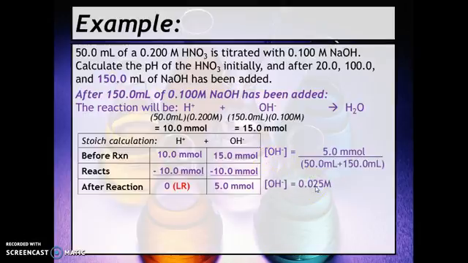Well, if I take the negative log, that's going to give me my pOH. That's not what the question asked. It asked for the pH. So I need to take this 1.6 and subtract it from 14 in order to get my pH of 12.